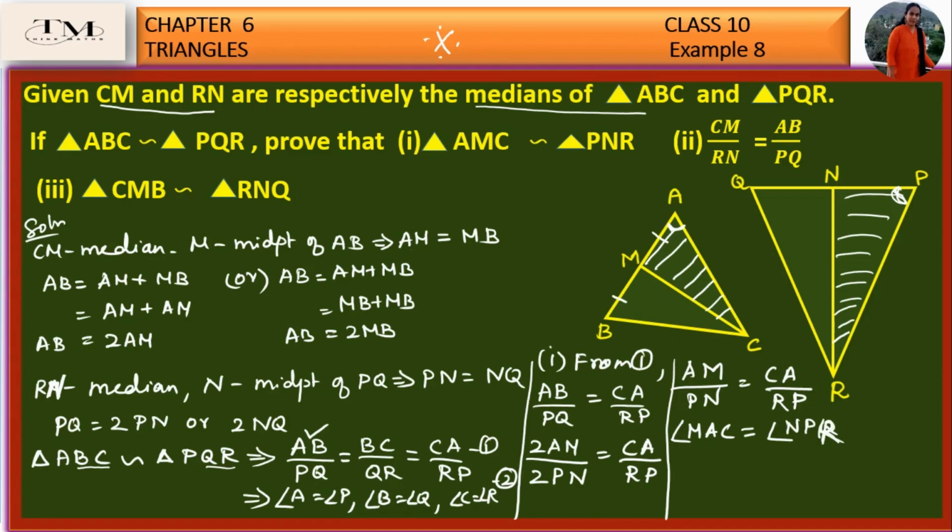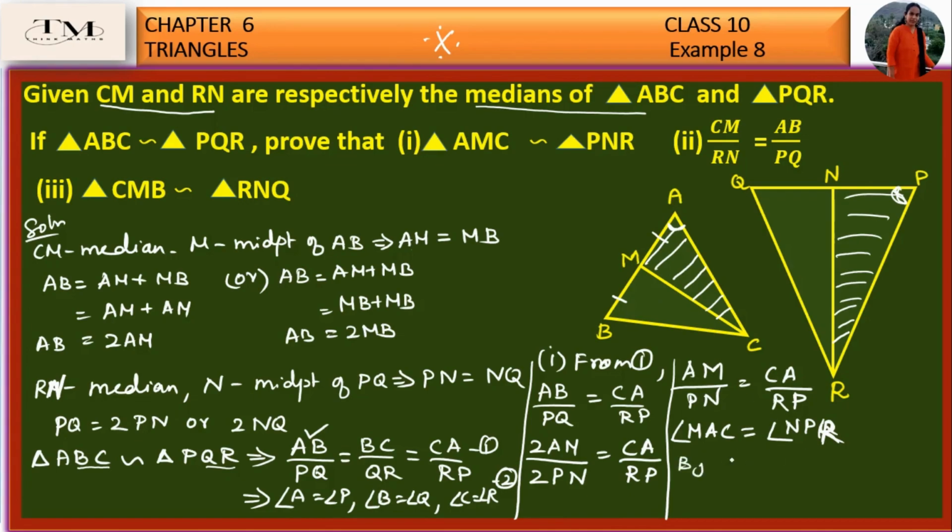So from the given similarity, we got angle A is equal to angle P. So this angle can also be written in this way: MAC is the same as BAC. So angle MAC is equal to angle NPR. So what happened? Two sides are proportional and the angle is equal.